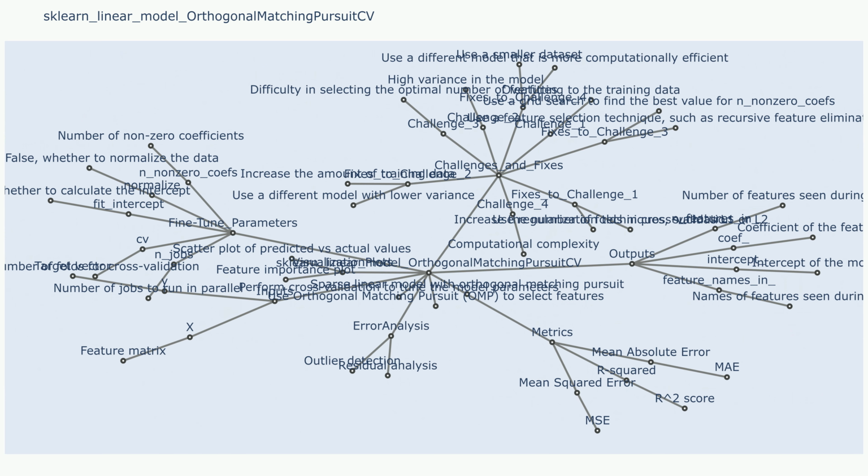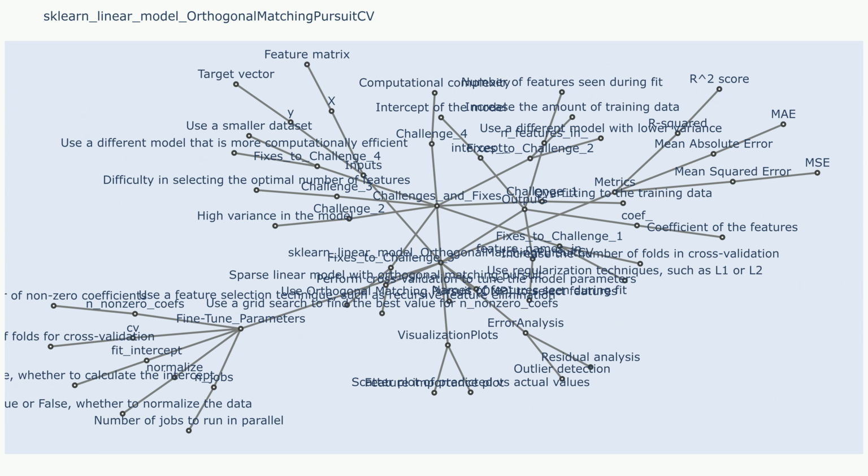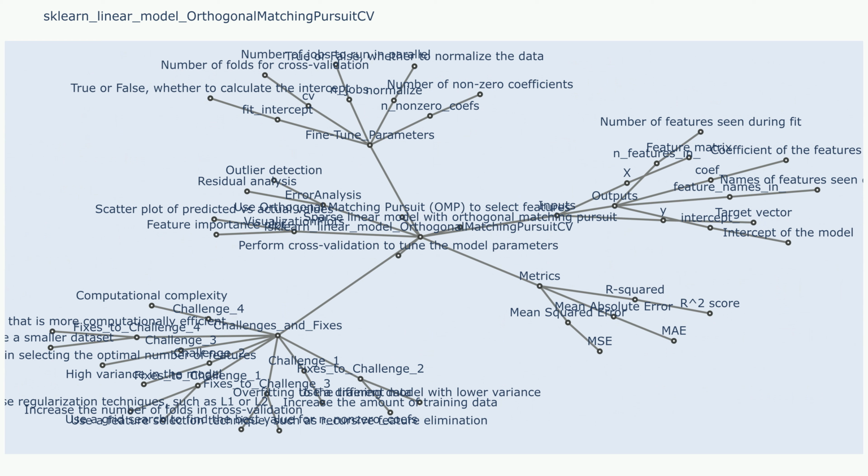Metrics. Mean squared error (MSE) measures the average squared difference between predicted and actual values. R squared represents the proportion of variance in the target variable explained by the model. Visualization plots. Coefficient plot displays the estimated coefficients of the model, highlighting the selected non-zero coefficients.